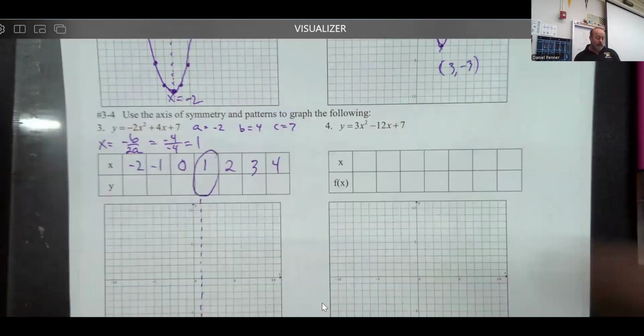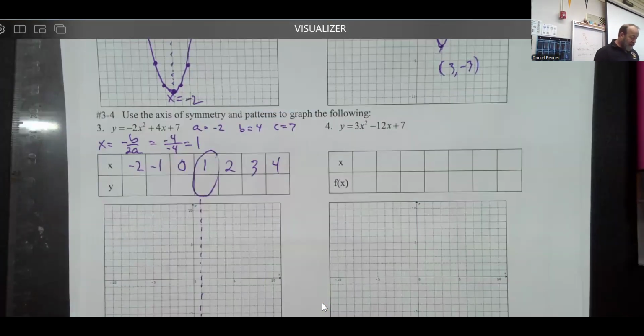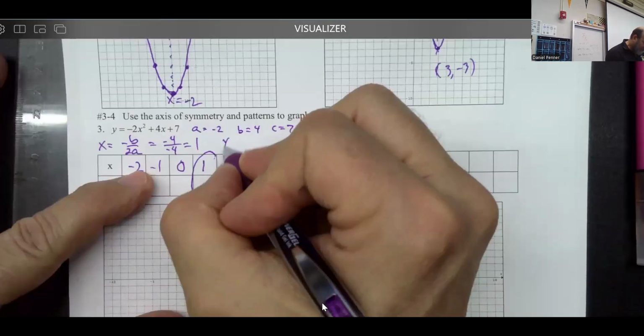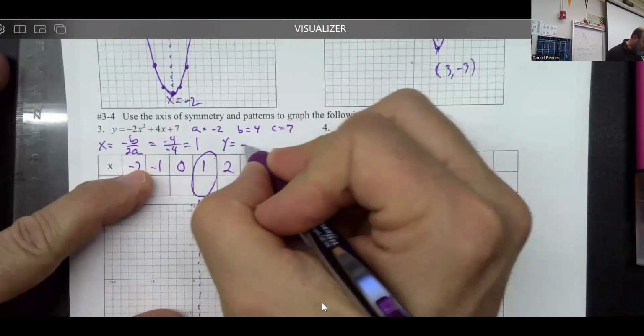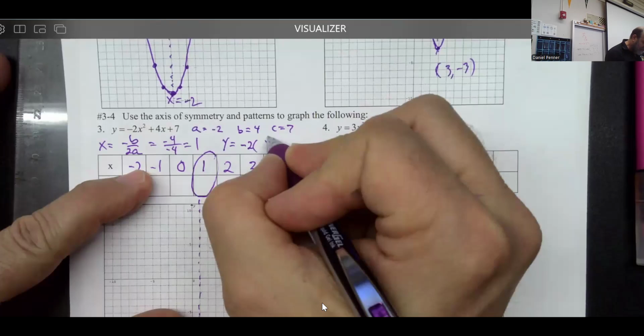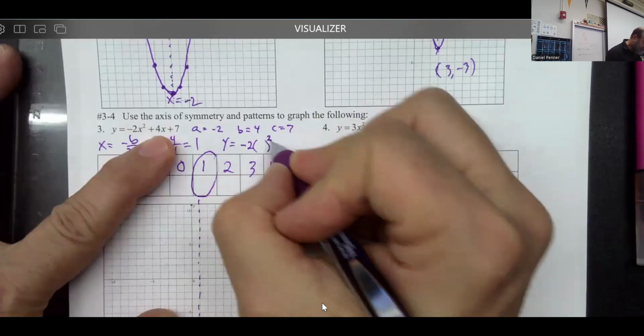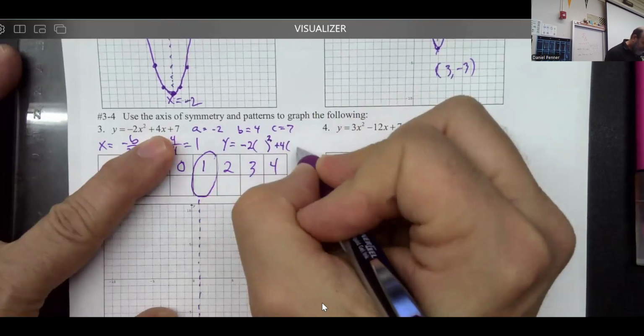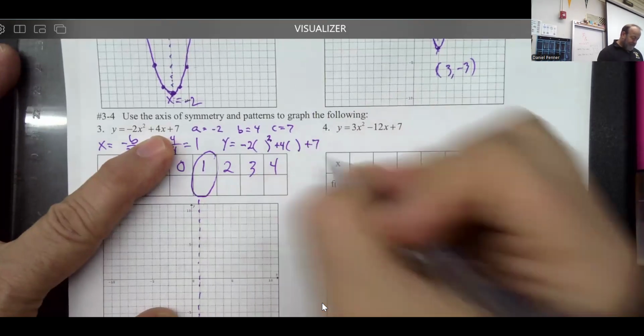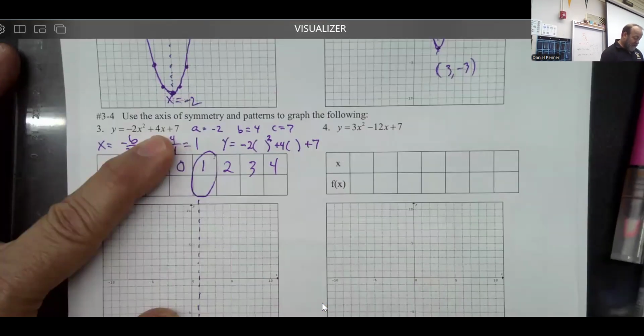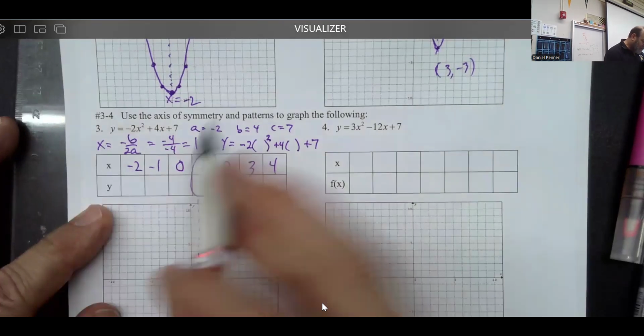Okay, so here we go. Now, next phase, we are going to go to the original problem, and everywhere there was an x, I'm going to replace it with a parenthesis. And then in the place of that x, I'm going to use that x is positive 1.